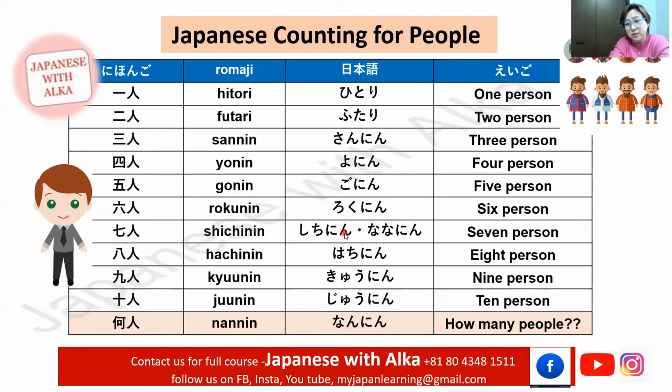Shichinin, or to be said, nannin. Shichinin or nannin, both okay. And for eight, hachinin. For nine, kyunin. For 10, juunin. And when you want to ask how many people, it is nannin. You can say how many people in nannin style.